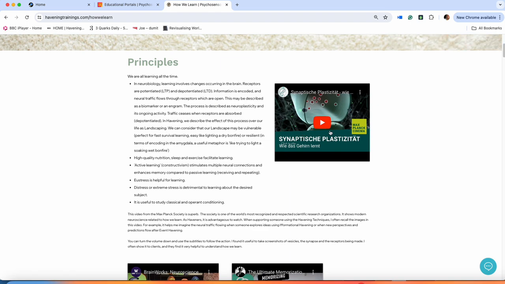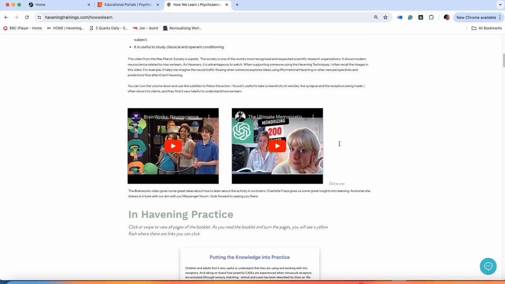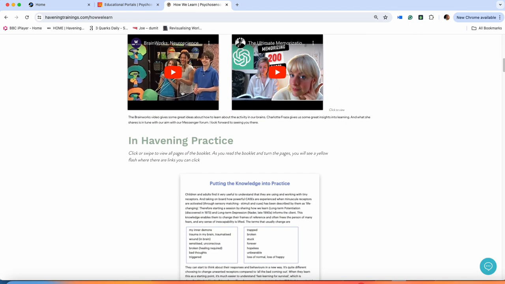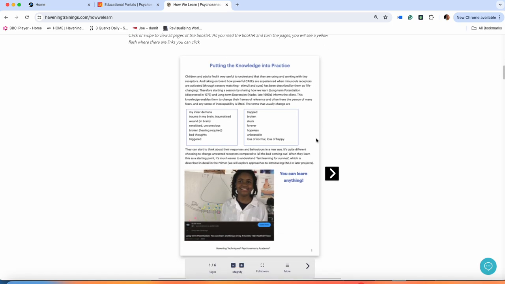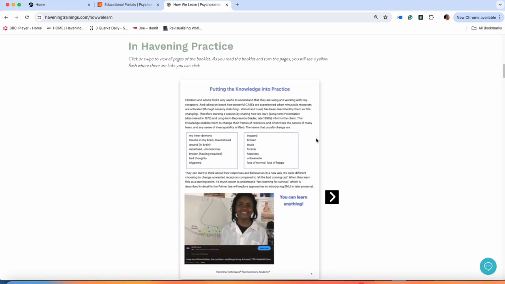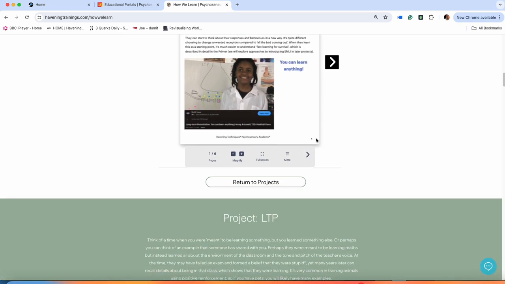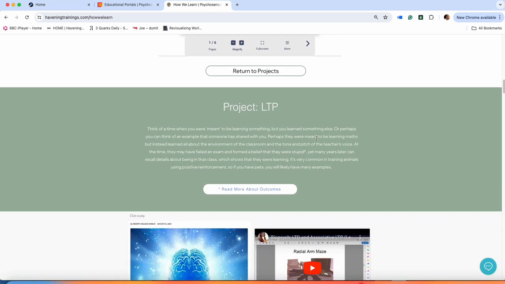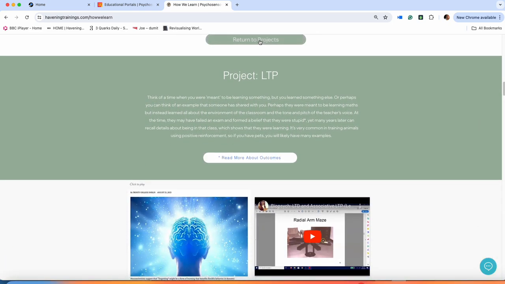It's also an electrochemical process of learning. These are really good too. And then here's a project too. So there's different projects. So we can go back to projects.